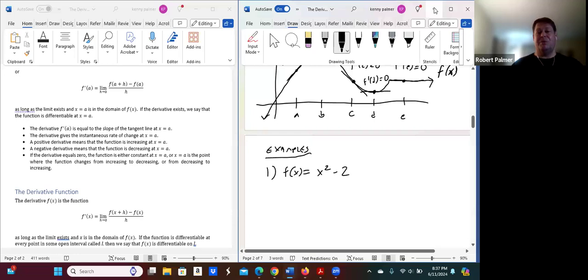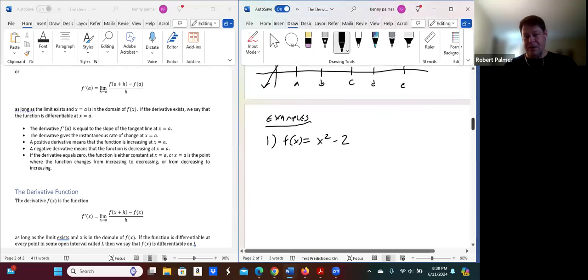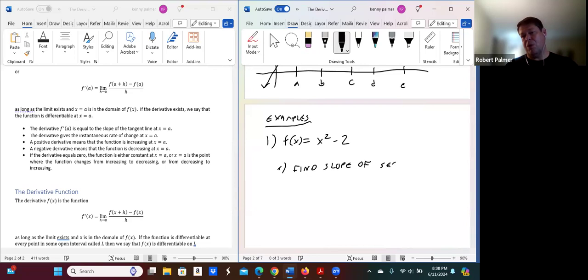Let's go back and look at a few examples with this one. So first, we call this part A, let's find the slope. So A, find the slope of the secant line. Do the same thing at that point 2, 2.